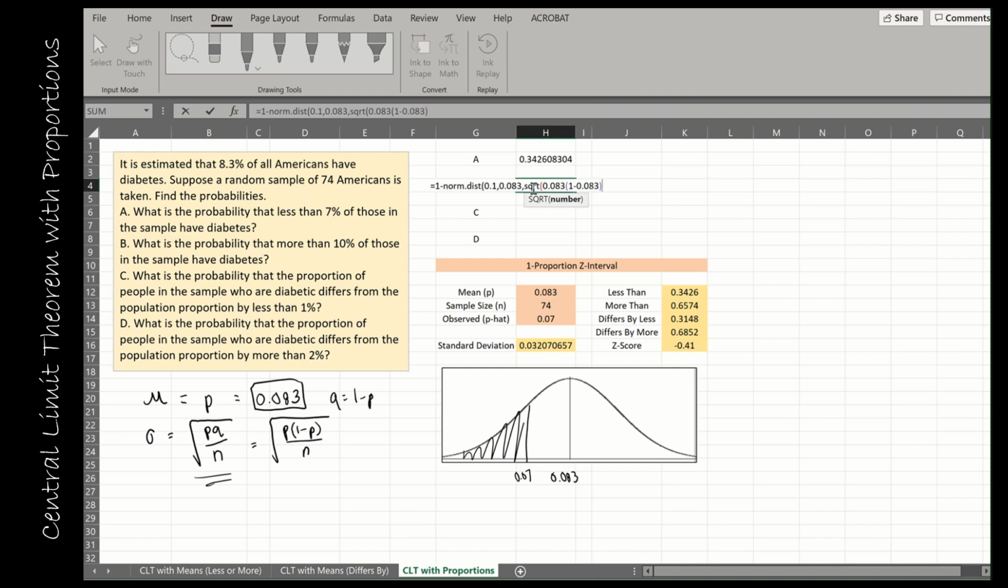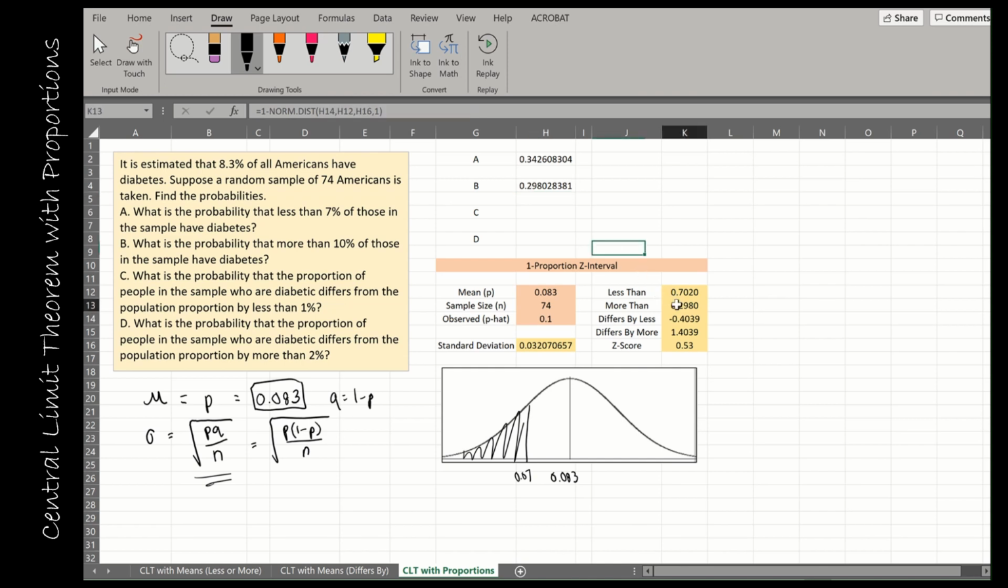This is where this gets really old and where you really want to have this bottom portion figured out. Divided by 74, close the parenthesis, and then cumulative, yes. And I just had a typo because sometimes I forget parentheses. But I think I got it. So let's see how I did. Again, I've got mean, sample size, observed value in this case is 0.10. And notice for more than, I got 0.2980. And that is correct. So I'm feeling okay.